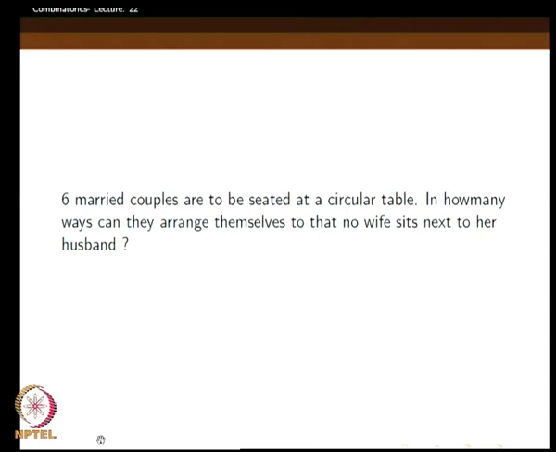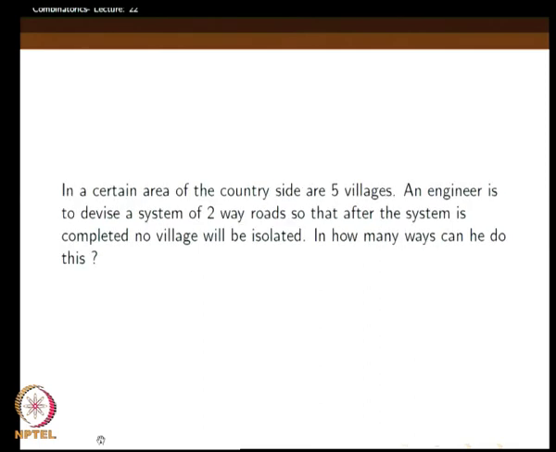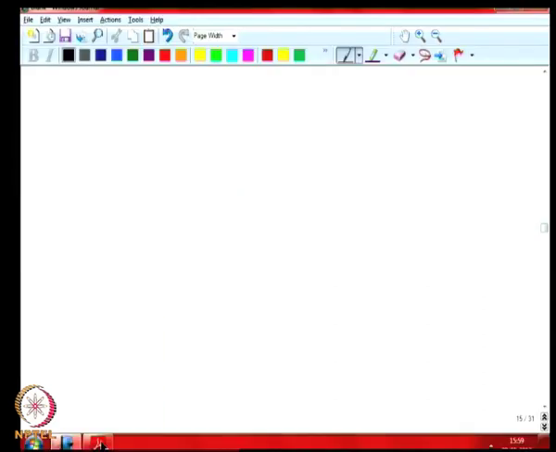So, now the next question we can consider. Here is a graph problem. In a certain area of the countryside are 5 villages. An engineer is to devise a system of two-way roads, so that after the system is completed, no village will be isolated. In how many ways can he do this, right. Here, of course, this is a question about graphs, because there are 5 villages I will place here. So, some 5 villages.